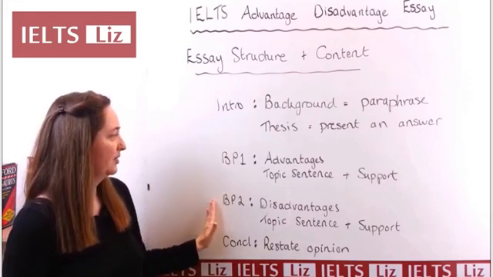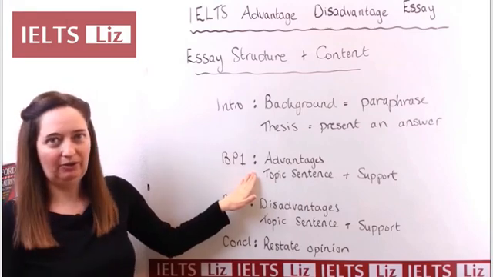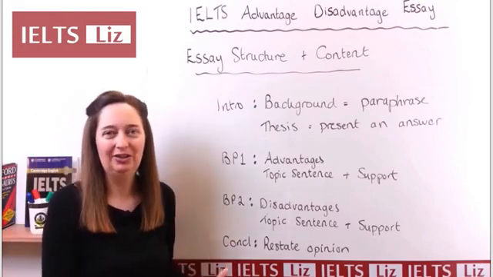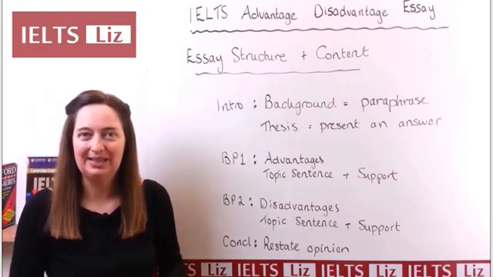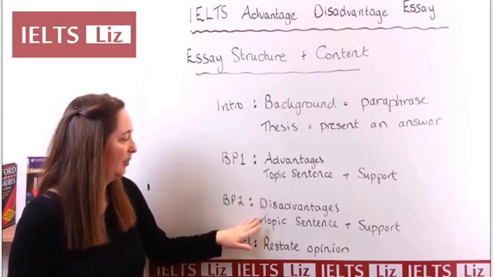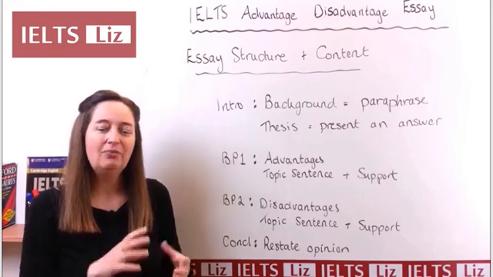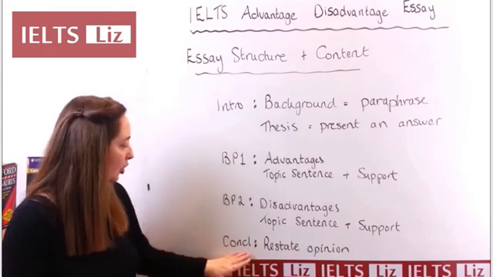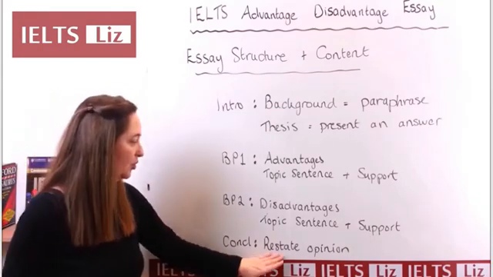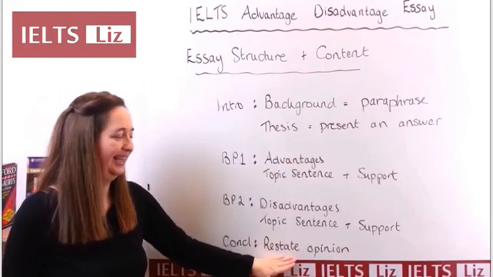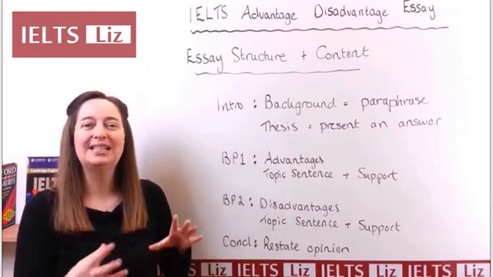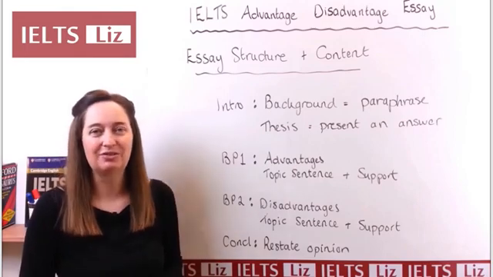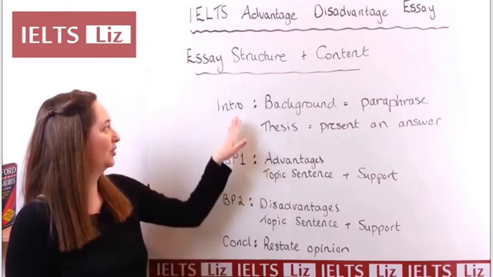The body paragraphs. Now we're still going to have the advantages in body paragraph number 1 and the disadvantages in body paragraph number 2. We've already planned our advantages, we've planned our disadvantages, so they're going to be the same. The topic sentences, however, will be a little bit different, and I've made just slight changes to the supporting points as well. The conclusion will be different because we've got to restate the opinion that we gave in the thesis statement. So you can see some similarities, some differences. On the whole, it's very, very similar, but the differences are important. So let's have a look now, and we're going to start with the introduction.